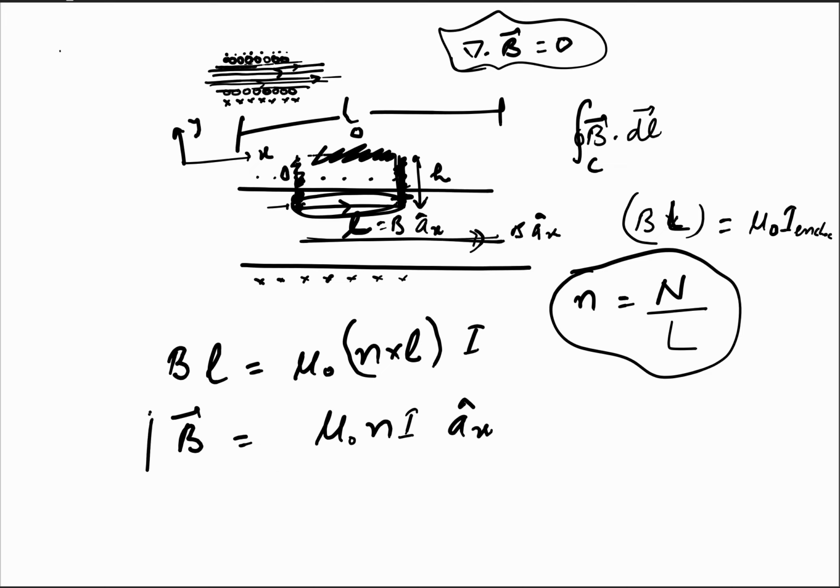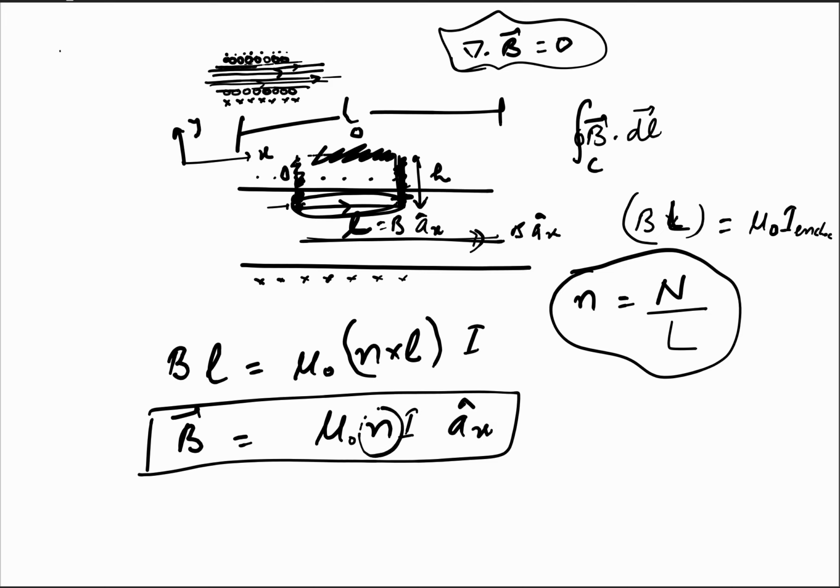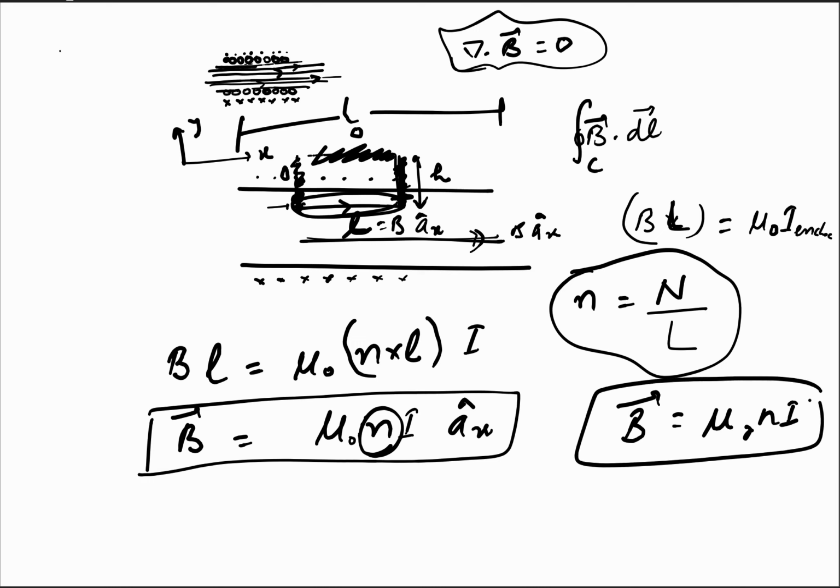So in this way we have found the magnetic flux density due to a long thin solenoid and also the direction we have found. Now this n is the number of turns per unit length. This is a constant for a given solenoid. So you see that the magnetic flux density inside a solenoid is a constant for a given current in the conductors.